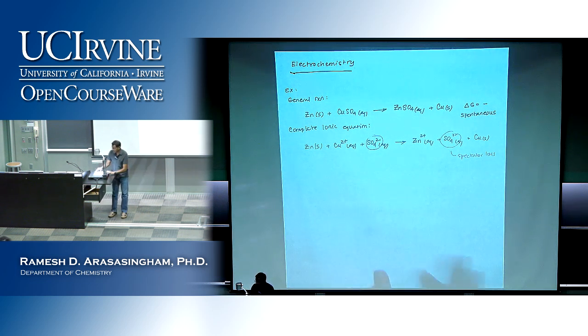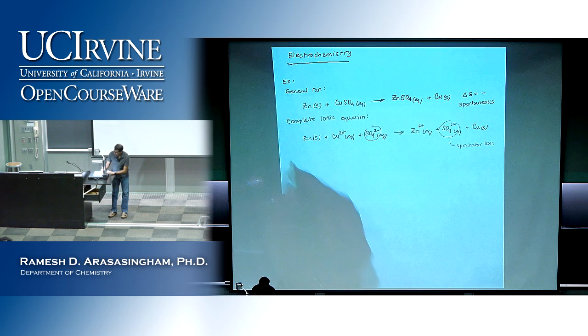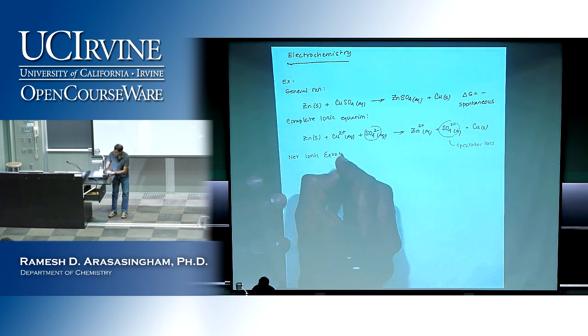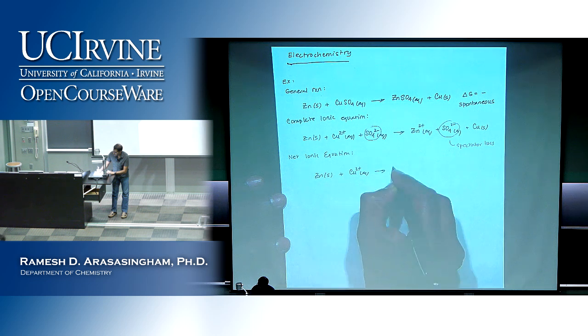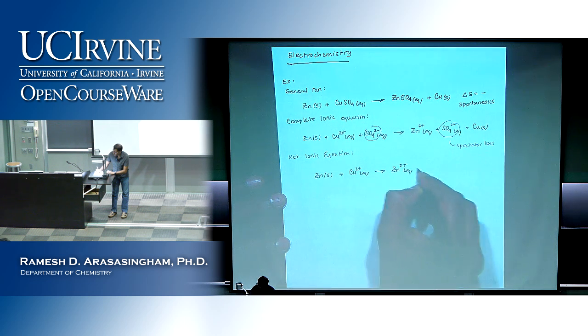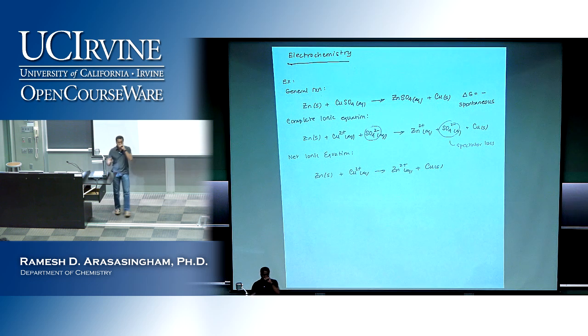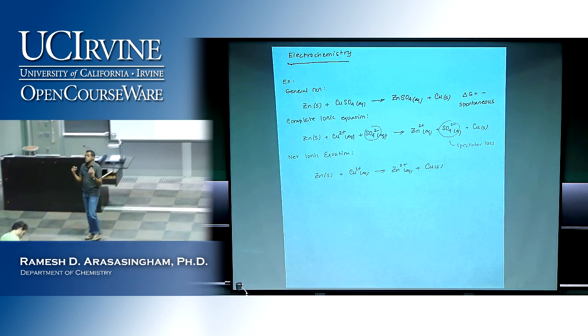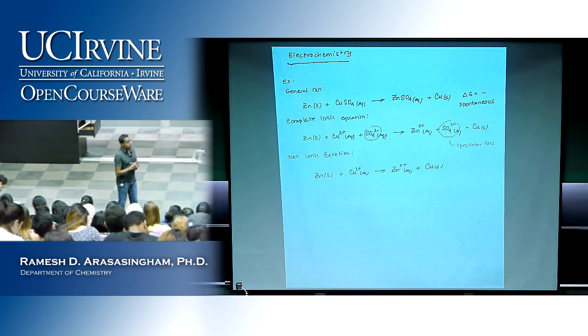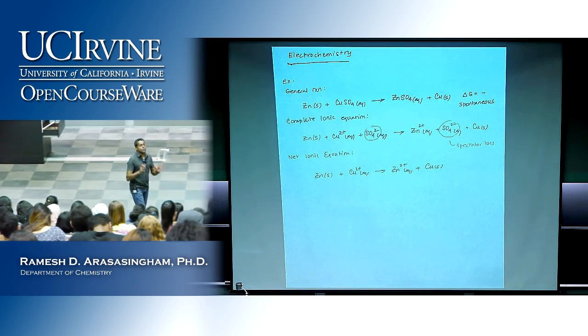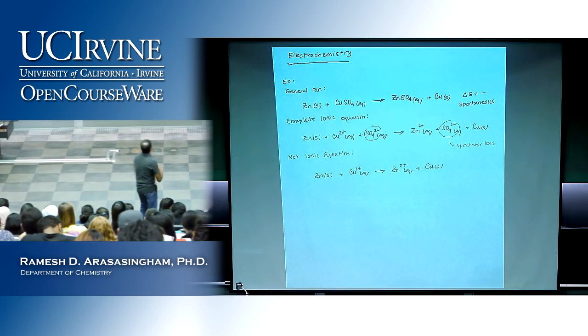And now if we cancel out the spectator ions on either side, then we end up with the net ionic equation. And that would be zinc solid plus Cu2+ aqueous, giving me Zn2+ aqueous plus copper solid. So now you can see that the net ionic equation actually describes the net event that takes place. So this tells you exactly what's going on. So the net ionic equation summarizes exactly what's going on.